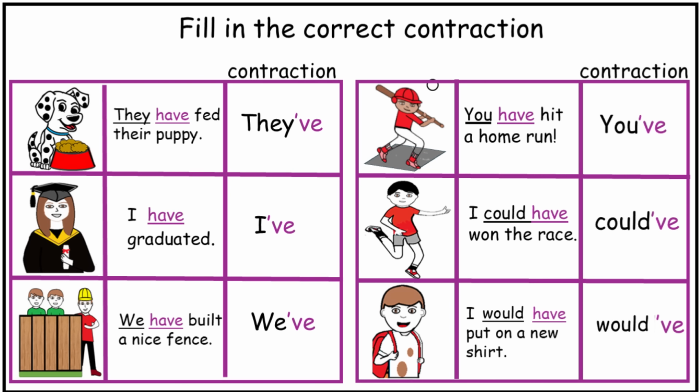Have kids complete the rest of the practice page. Then review with them the contractions. Begin with they have becomes they've, I have becomes I've, we have becomes we've, you have becomes you've, could have becomes could've, would have becomes would've.